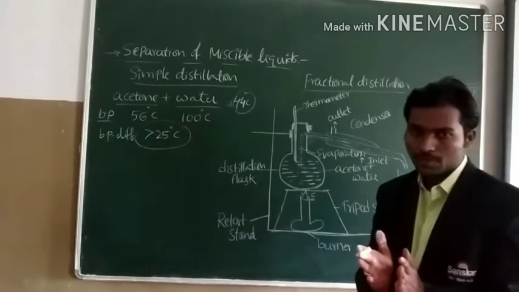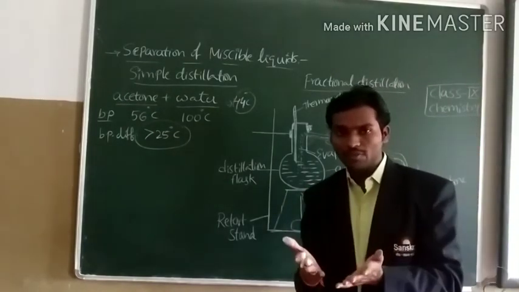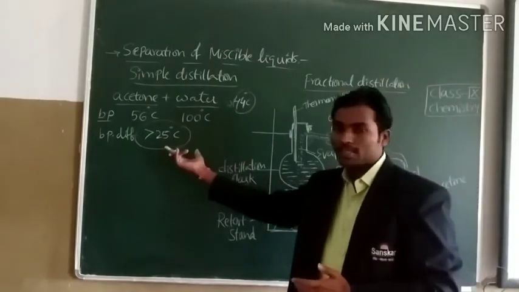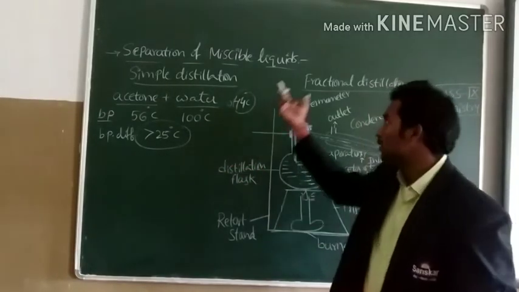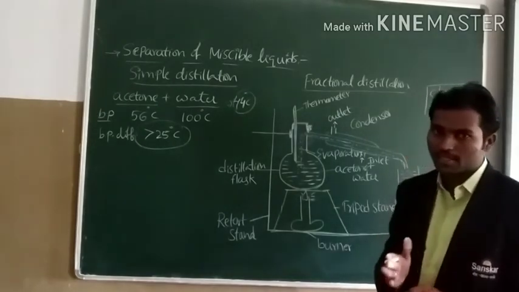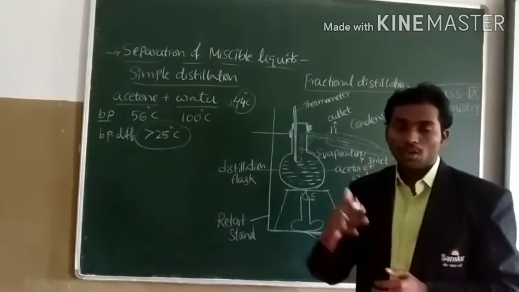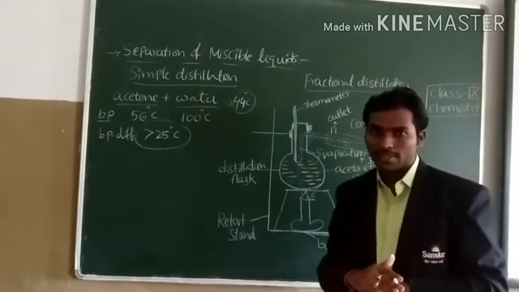We choose the simple distillation technique when the boiling point difference between the two liquids is more than 25 degrees Celsius. And there is another technique called the fractional distillation technique. We choose the fractional distillation technique when the boiling point difference between two liquids is less than 25 degrees Celsius.